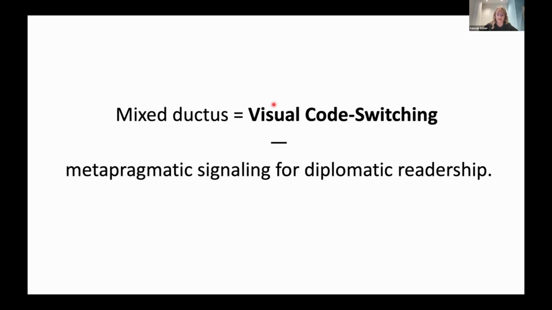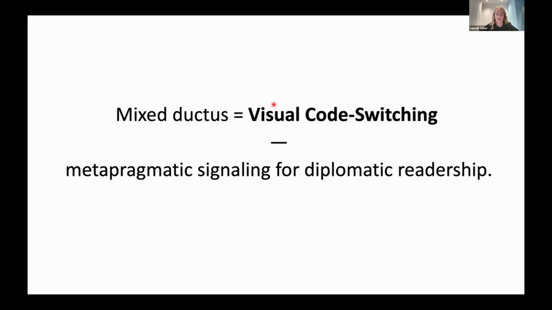So my main thesis, as I said, is that the mixed ductus equals visual code switching, metapragmatic signaling for a diplomatic readership. Let me unpack that. If these foreign forms were the result of a scribe losing control of his native habits under cognitive load, we would expect them to scatter randomly across the clay. But as the spatial distribution will show us later, this is not what happens.